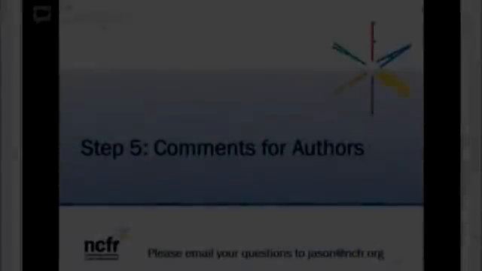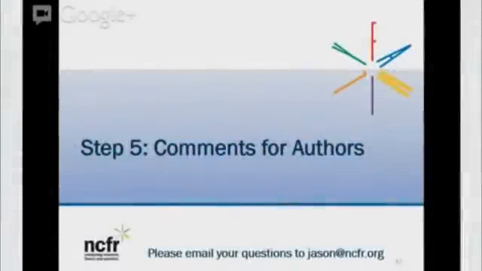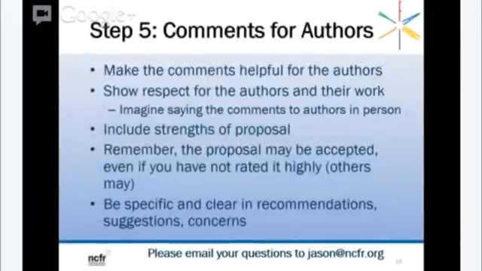The next step, as Cindy showed you on the rubric, is an open-ended section where you will be writing comments to the authors. A really important thing for you to remember at this point is that the authors will see exactly what you write here. So it's important for you to write comments that are helpful to the authors themselves and to be respectful in the way that you word your comments and the kinds of feedback that you give.